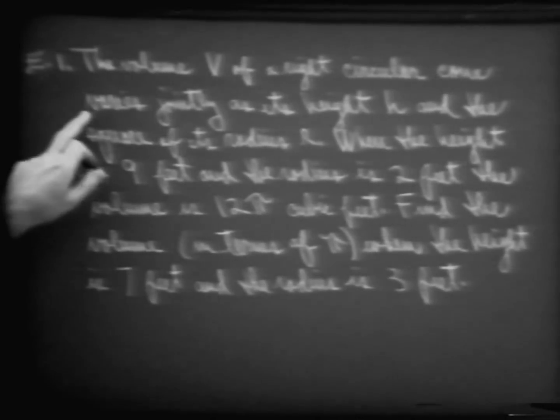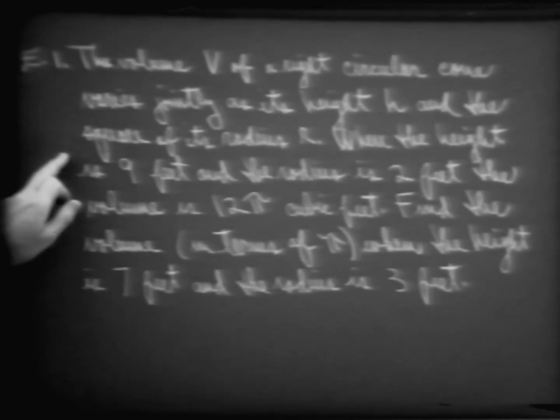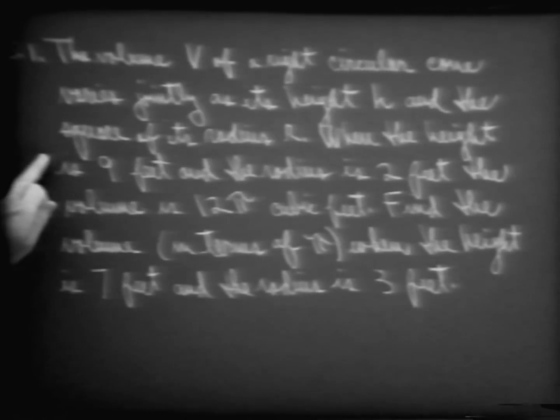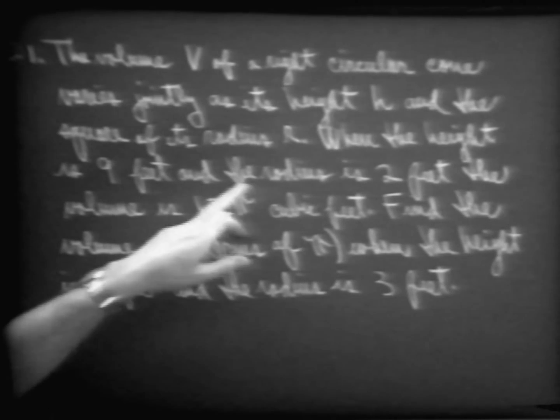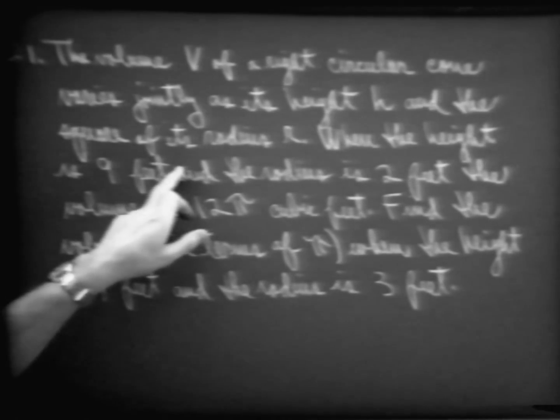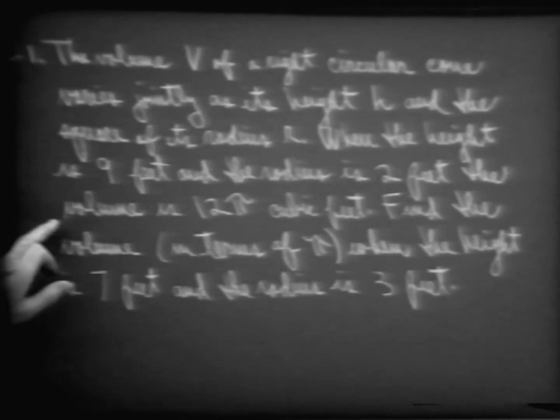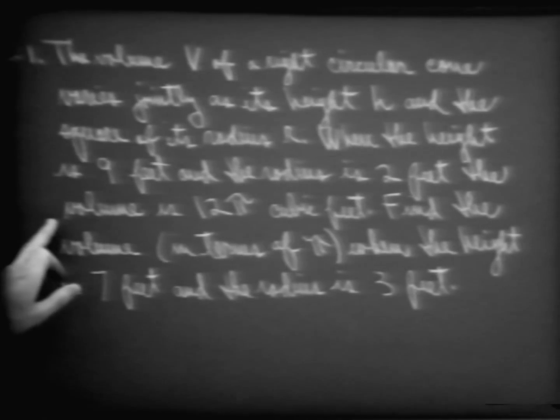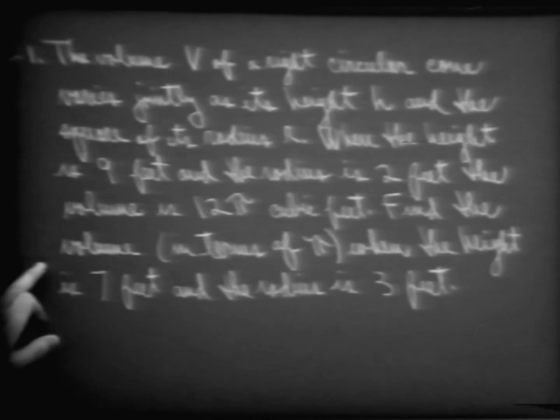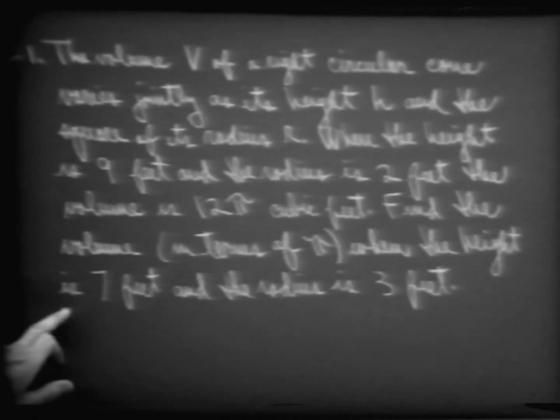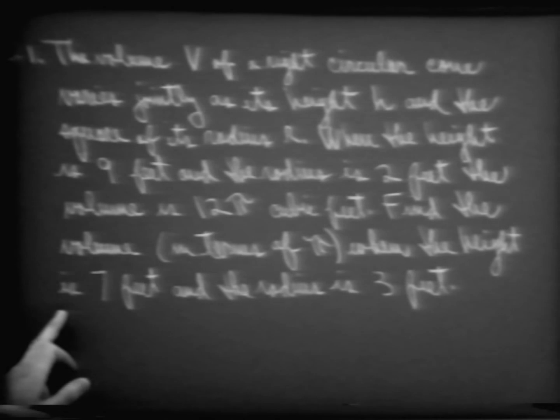Suppose I were to call this example E, in which we have here a situation: the volume V of a right circular cone varies jointly as its height h and the square of its radius r. When the height is 9 feet and the radius is 2 feet, the volume is 12 pi cubic feet. Find the volume in terms of pi when the height is 7 feet and the radius is 3 feet. Okay?